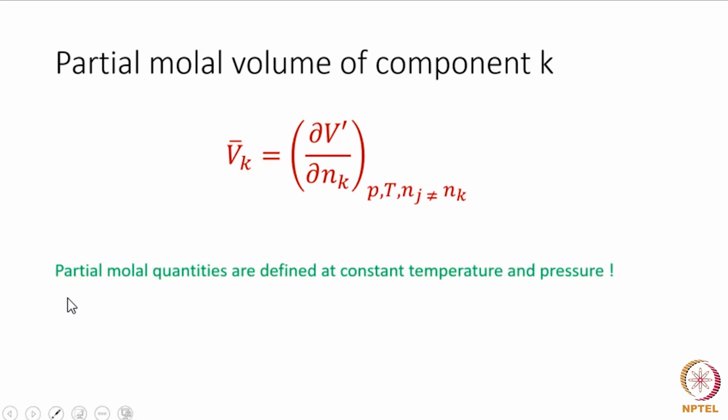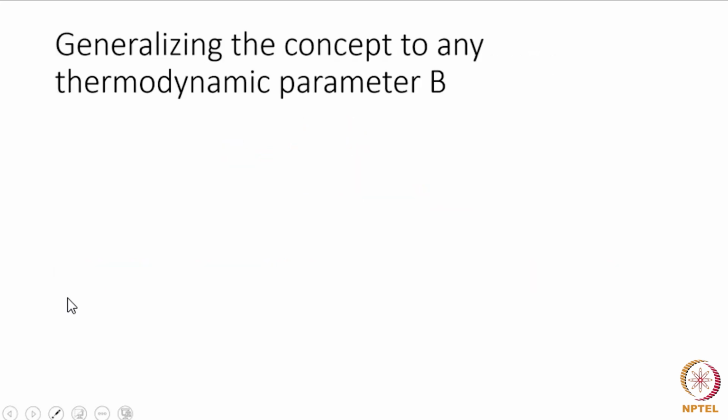So partial molar quantities are defined at constant temperature and pressure. This is very important because later on we may come across quantities where what is kept constant could change. However, partial molar quantities are always defined with temperature and pressure kept constant.